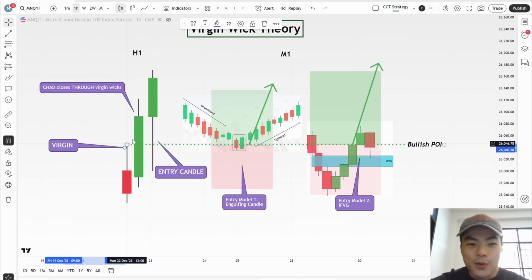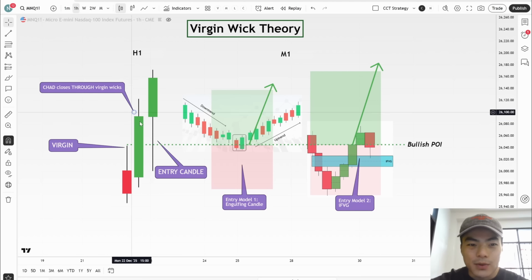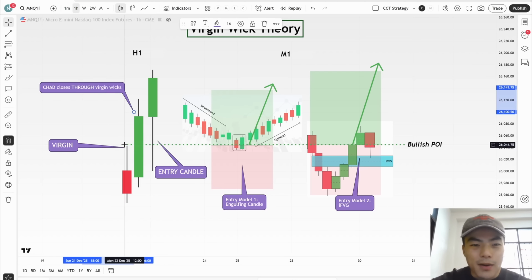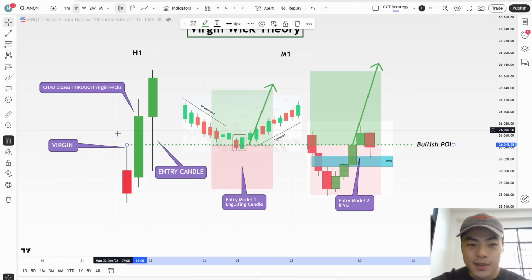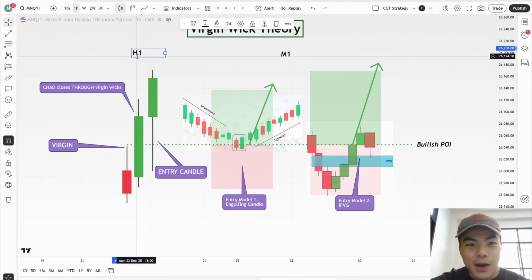So we want to look for a Chad candle to close through any virgin wicks. We then mark off that virgin wick level as a POI, a point of interest. If the Chad candle is bullish, then we create a bullish POI. And then in the next hour candle, we want to drop down to the 1 minute and catch a move down to the point of interest and then back up for a long.